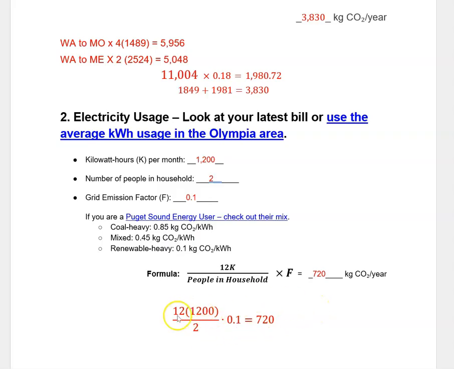The thing about saying 12 months is that we use a way different amount of electricity in the winter than we do in the summer. So you might want to think about that and make an average. Make your best guess.